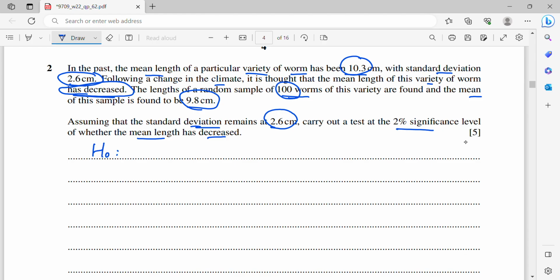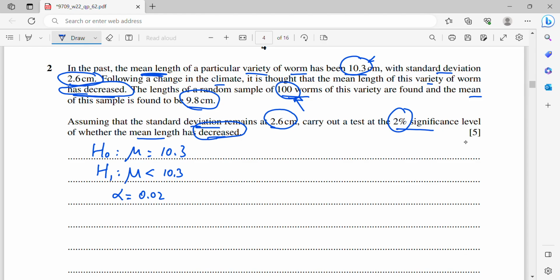So now your H naught: mu equals 10.3. Okay, because it's mentioned here, 10.3. And now you are testing whether it has decreased. So therefore, your H1 will be mu less than 10.3. Right? Alpha is 2%, 0.02. So now from here, since the sample size is large, which is 100.